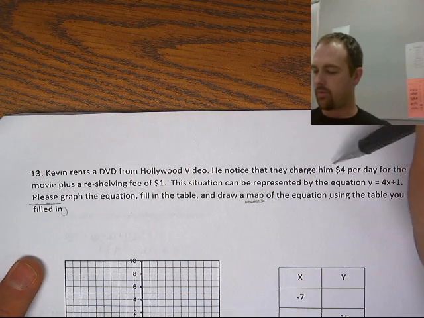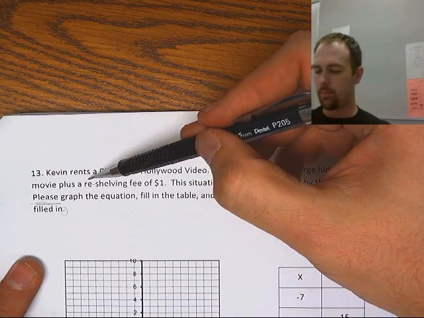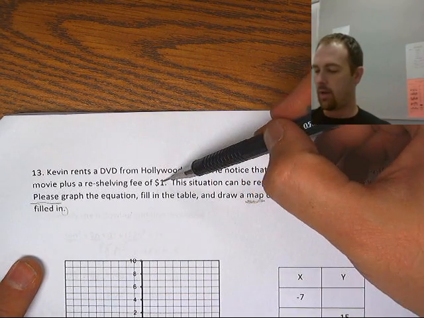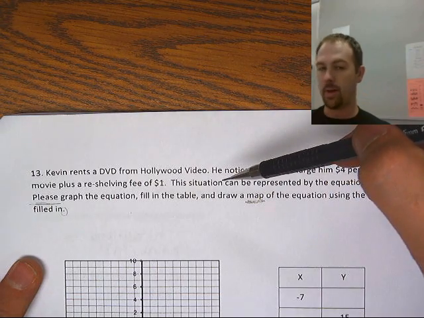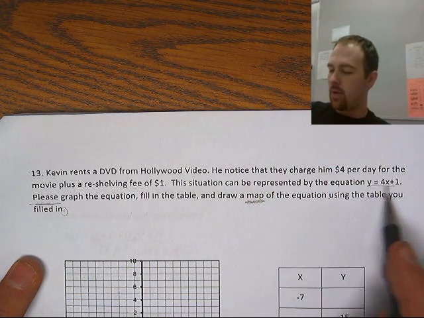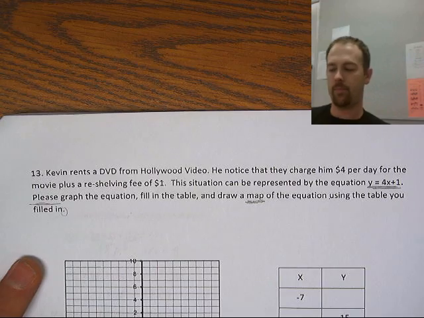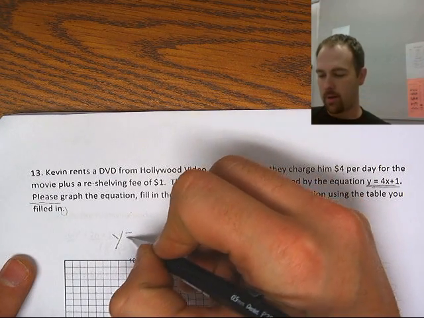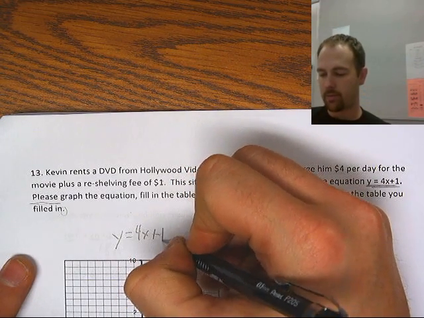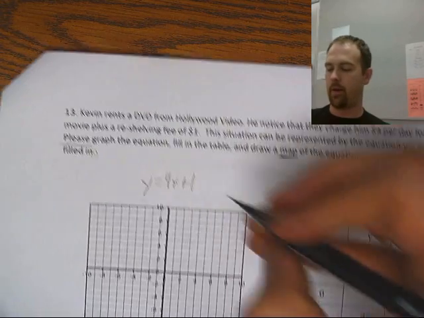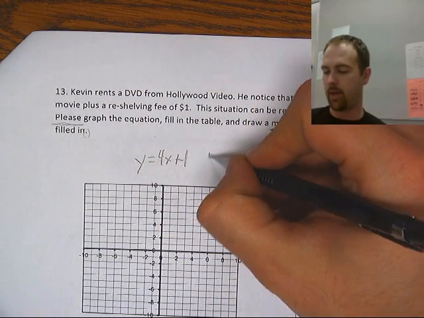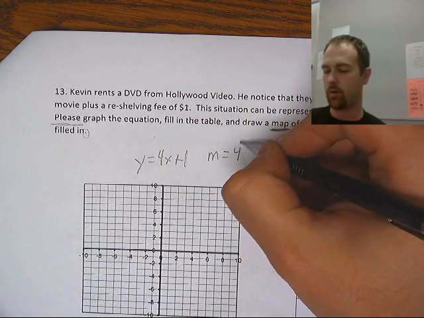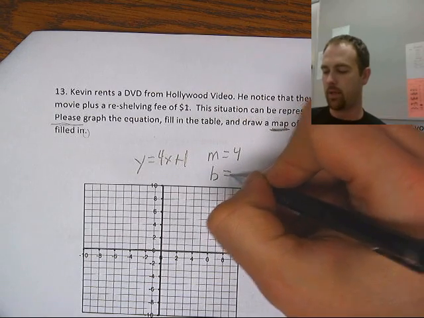They charge him $4 per day for a movie plus a reshelving fee of $1. Well, I guess I could go through there and make an equation, but they already gave it to me. y equals 4x plus 1. I'm just going to write that down right here so that I have it, 4x plus 1. Now remember, we had y equals mx plus b. Our m here is 4, slope is 4, b is 1.